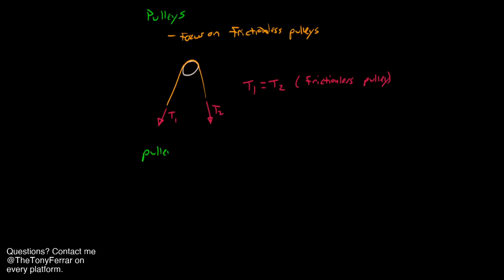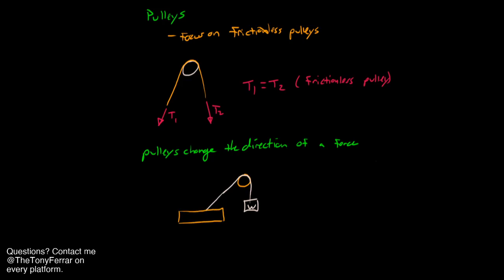Pulleys change the direction of a force. So, for example, here is a pulley, and hanging from that pulley, a cable going up and over the pulley, is a weight. This other side of the cable could come down to wherever we want, and maybe it attaches to, let's just say, a simply supported beam, which looks like a thing on a pin joint and a roller like so.